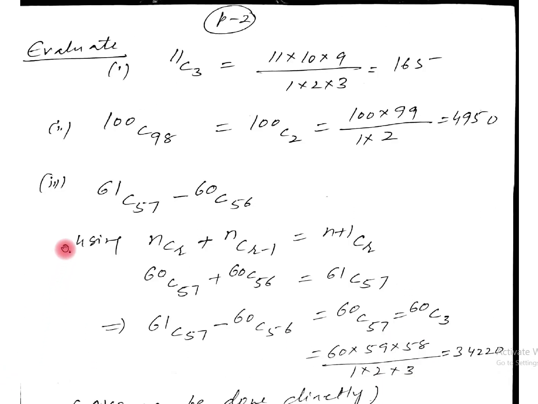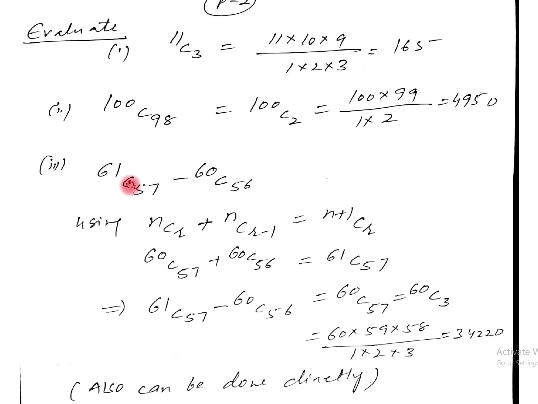Now let us see its application. Now 11C3 can be calculated how? 11C3 equal to 11 into 10 into 9 upon 1 into 2 into 3 equal to 165. Similarly, 100C98. Now the value of r is what? Greater than half of n. So we can write 100C98 equal to 100C2 by using nCr equal to nC(n minus r). Now we can easily calculate 100C2 equal to 100 into 99 upon 1 into 2, and we can do the calculation.